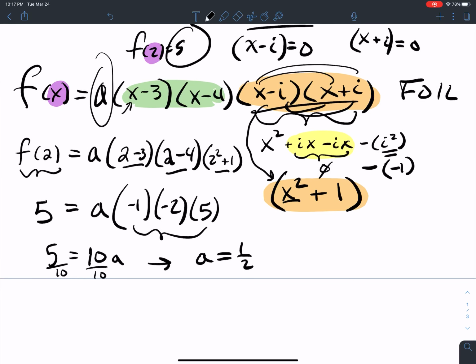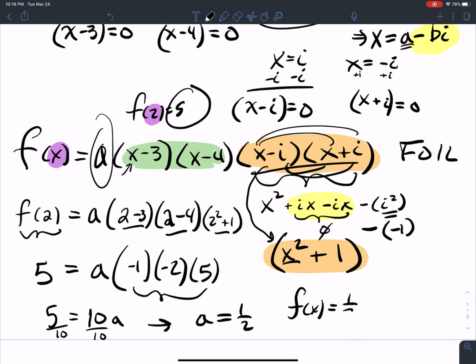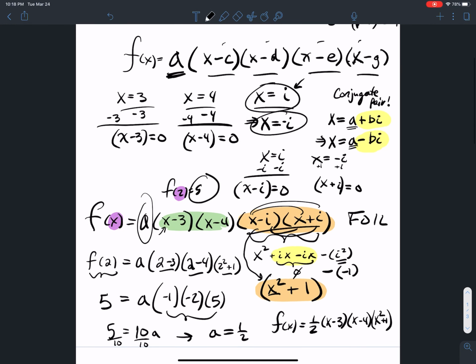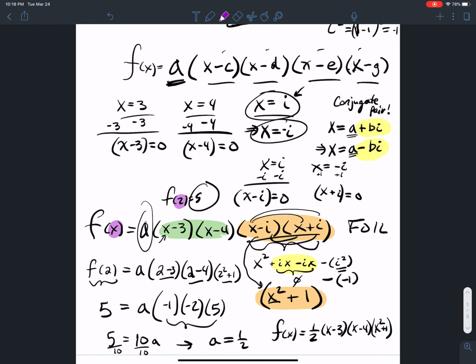Okay? So my answer, f of x, is equal to 1/2 times (x minus 3) times (x minus 4) times (x squared plus 1). All in parentheses for each one of those. Right? And if you get to that part on the test, I'm good with that. Some teachers might say, multiply all of this out. I'm not really testing you on how to multiply at this point. I'm just wanting to know, can you figure out a formula for f of x?